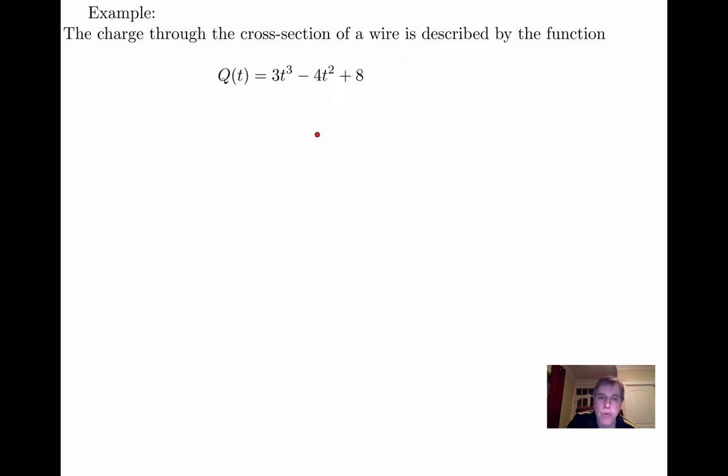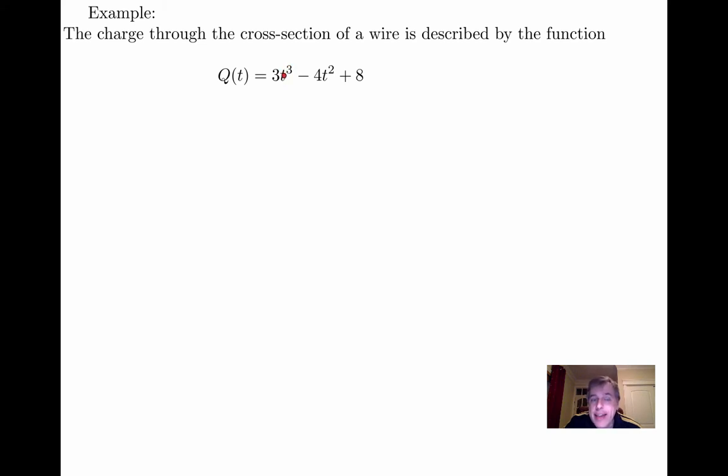Okay, now we are ready to do an example. Let's start with an example where q of t is given by this function. You have a certain wire, and you're told that the charge through a cross-section of the wire is described by this function q of t, 3t cubed minus 4t squared plus 8. Now, right away, there's something strange here, because q must be in Coulombs. But if you look at this, 3t cubed, what are the units of 3t cubed?